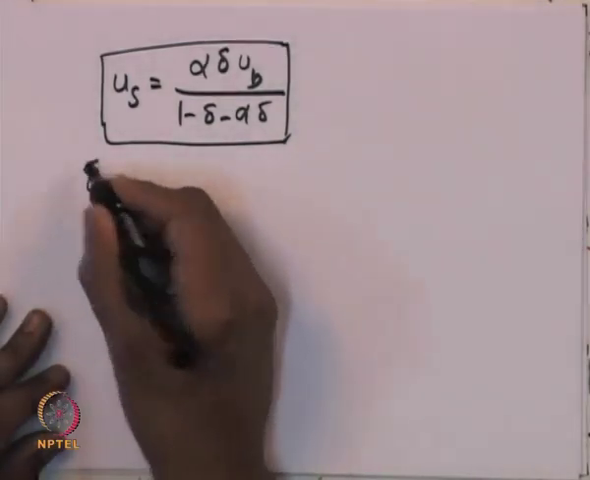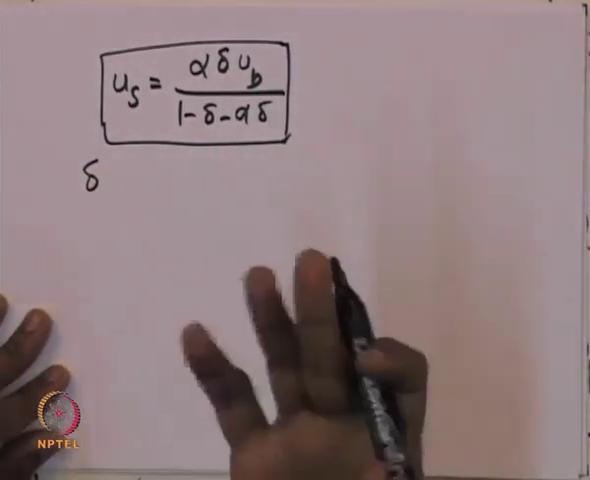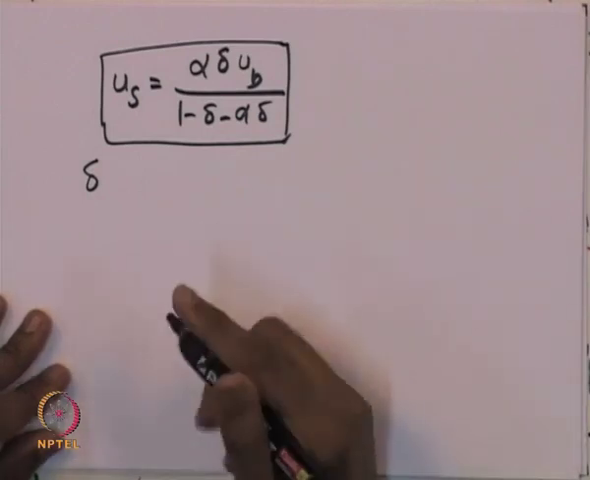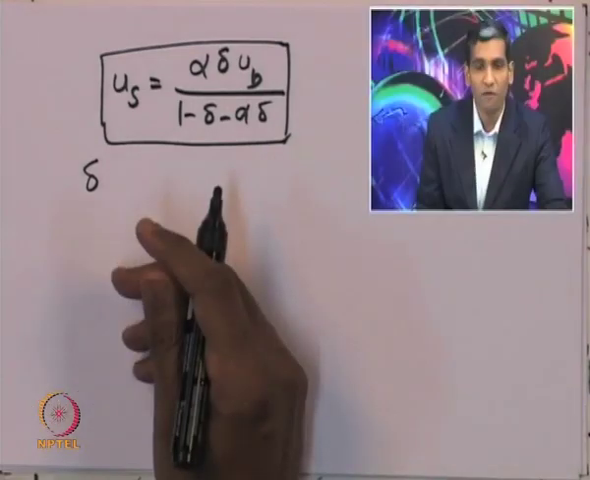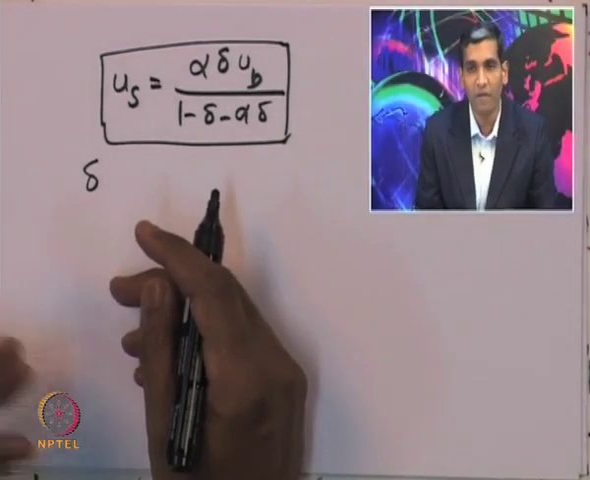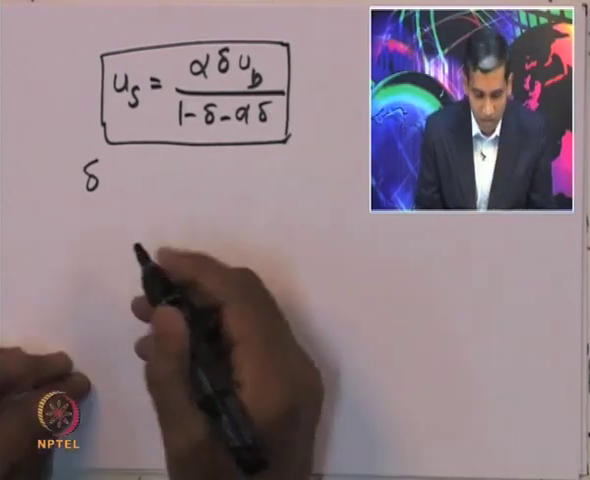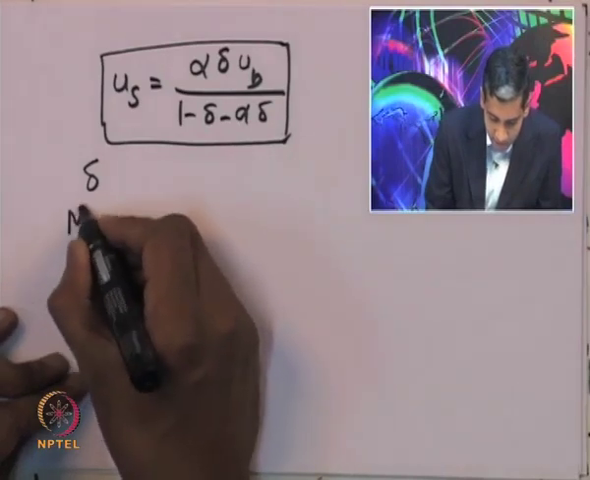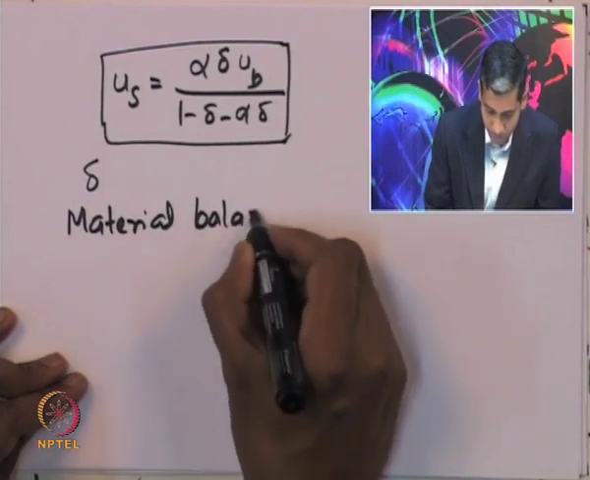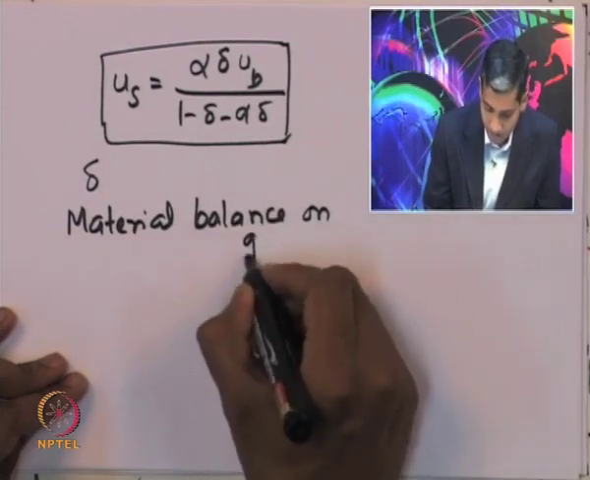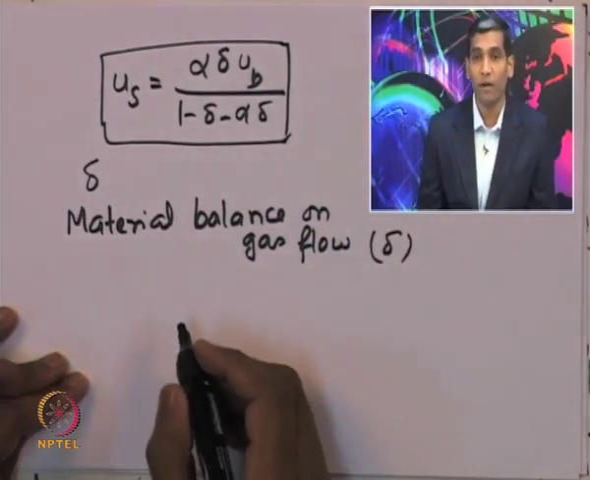So, the next step is to find out what is this value of delta, which is basically the fraction of the bed which is actually filled with the bubbles. So, now let us write a simple material balance on the gas flow to find out what is this value of delta, the fraction of the bed which is actually bubbles. So, we can write a material balance on gas flow to estimate the value of delta. So that is what we are going to do next.